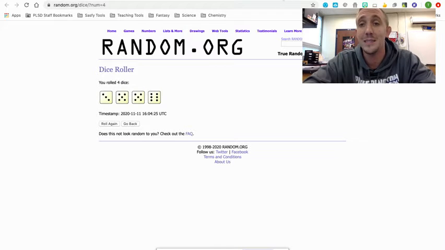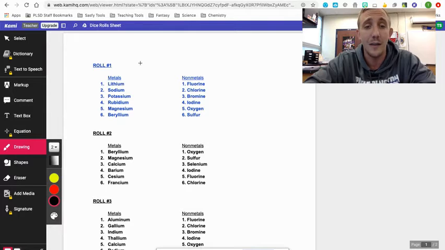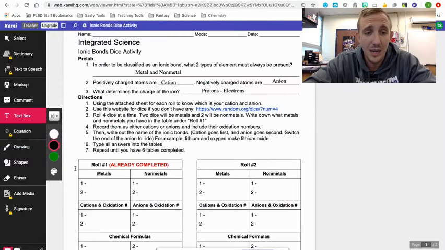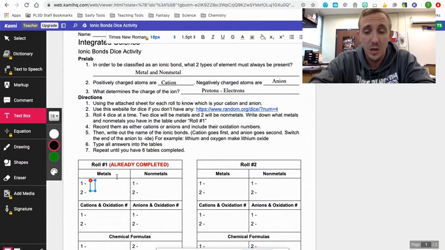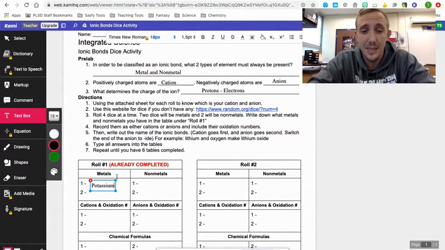I'm going to go to my dice roll sheet and look at 3 and 5, doing metals first. 3 is going to be my first element, potassium, and my second element is going to be magnesium. Down here, I'm going to type in potassium because that was element 3, and I rolled 3. Then I'm going to put magnesium.